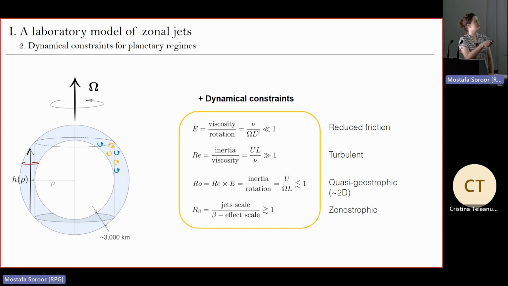the fact that you need the scale of the jets in your system to be large compared to the transitional scale, okay, so the smaller scale at which the beta effect becomes significant. So you can imagine that if you want to fulfill all of these constraints at the same time in a single setup, it's complicated, not only experimentally, also numerically, it's very complicated.